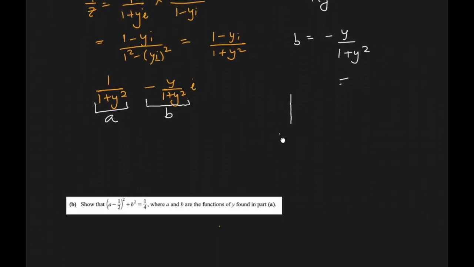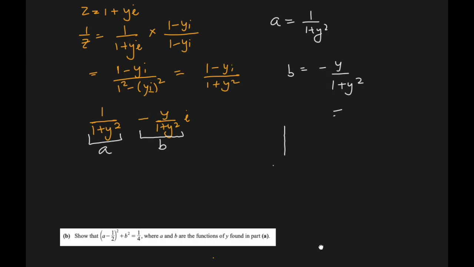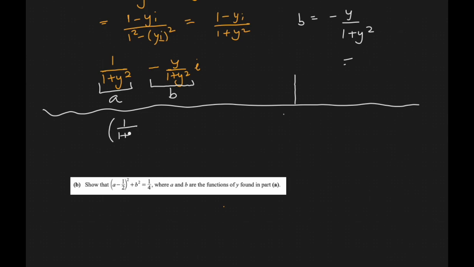Show that a minus half square plus b square equals 1/4. So what did we get as a? a was 1 over 1 plus y square. So let's see. In place of a, we'll write 1 over 1 plus y square minus half, square, plus b square, which is minus y over 1 plus y square, squared. Okay, and we have to show that this is equal to 1/4. We can't use 1/4, we have to arrive at 1/4.